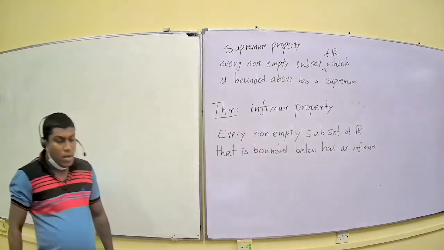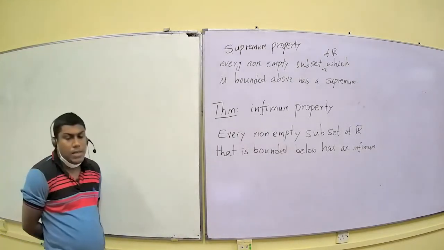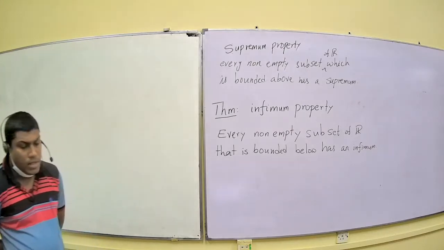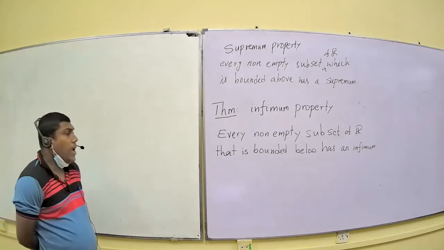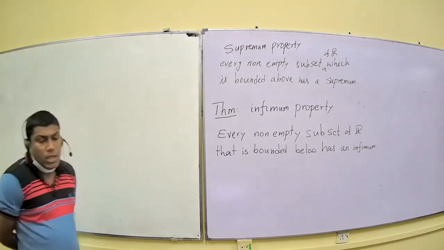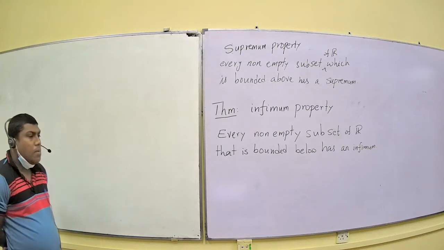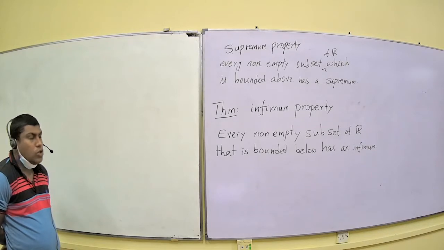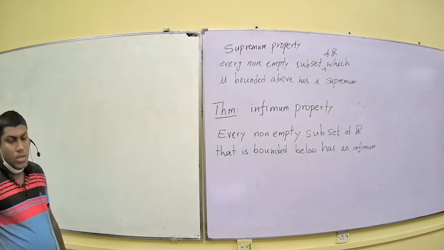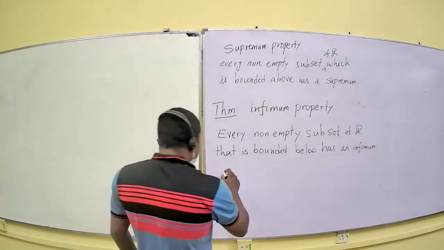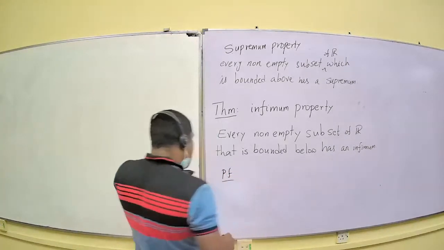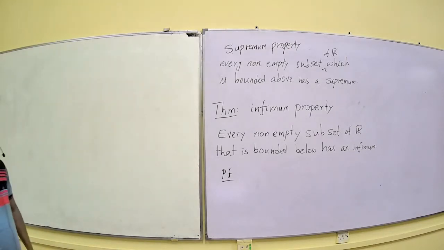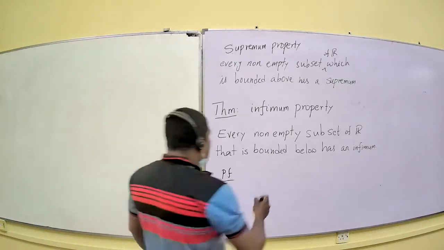Every non-empty subset of real numbers that is bounded below has an infimum. This is the infimum property. We can prove this result by using the completeness axiom, which is also known as the supremum property. So let us try to prove this. First we will take an arbitrary non-empty subset of real numbers.